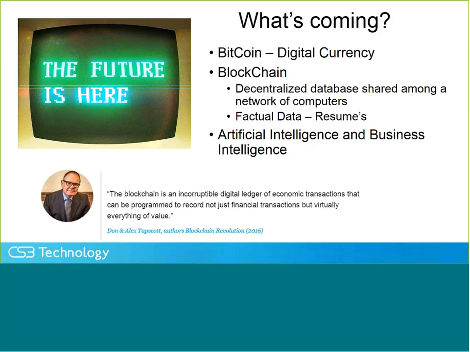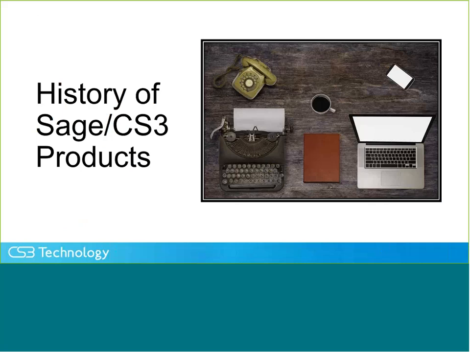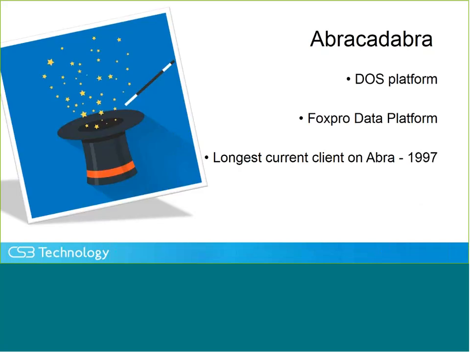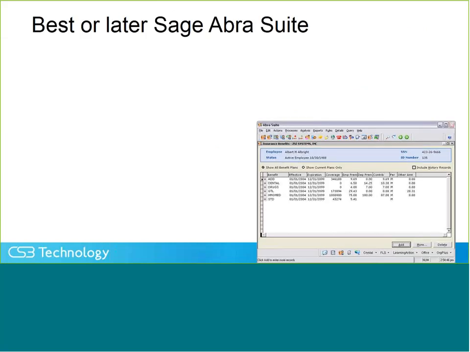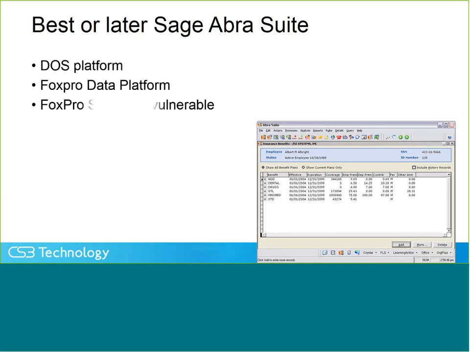Now I want to talk a little bit about the history of Sage and CS3 products. So our longest current client on Abra began with us in 1997, and they began with Abracadabra. I don't know how many of you knew that Abra used to be called Abracadabra, but it was, of course, a DOS-based platform, Fox Pro Data, and so that's the longest one. And then we go from Abracadabra to what was later called Best Abra, and then later, of course, Sage Abra Suite.